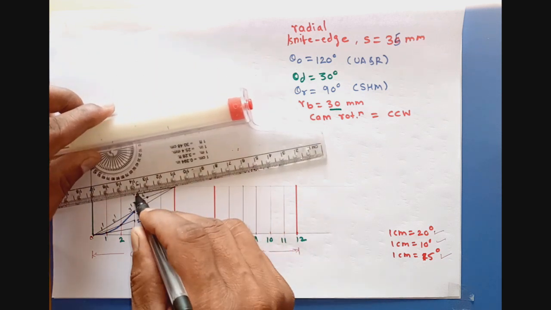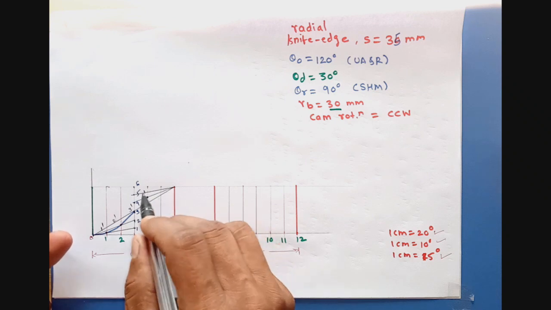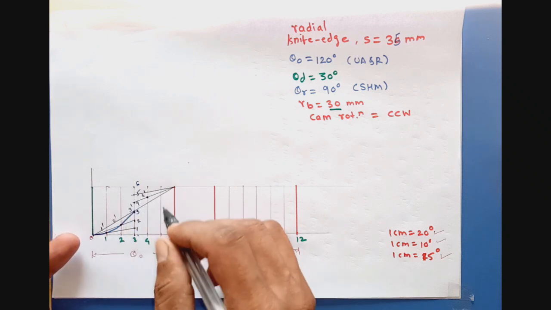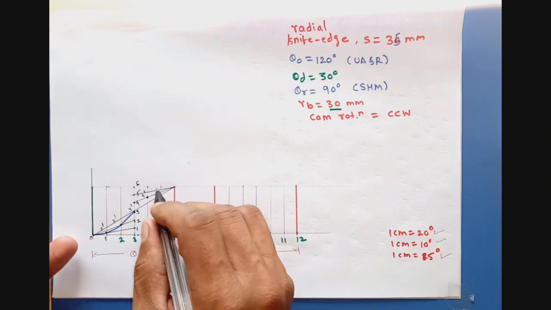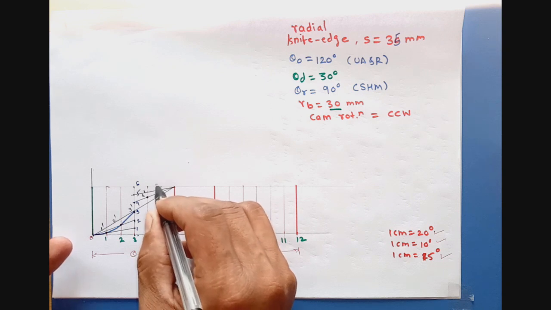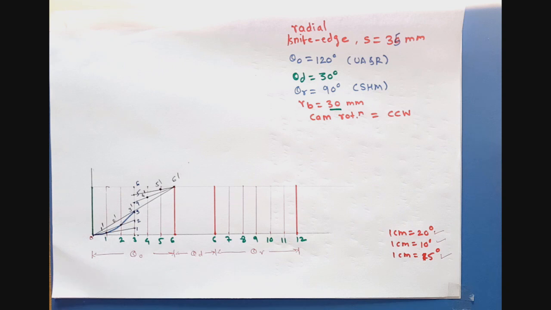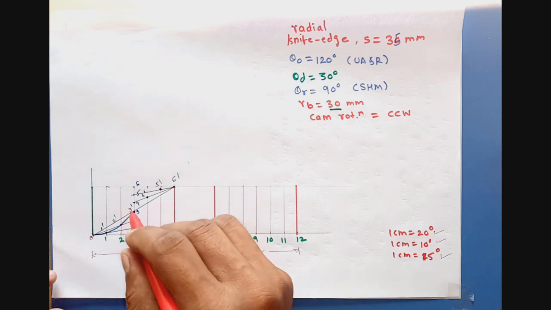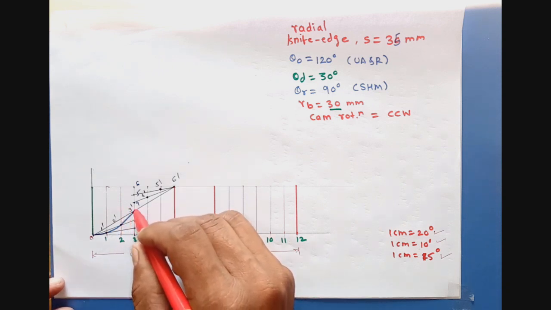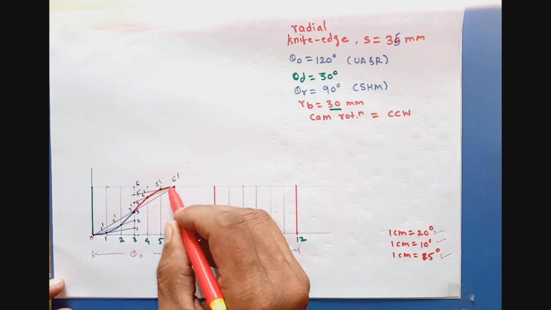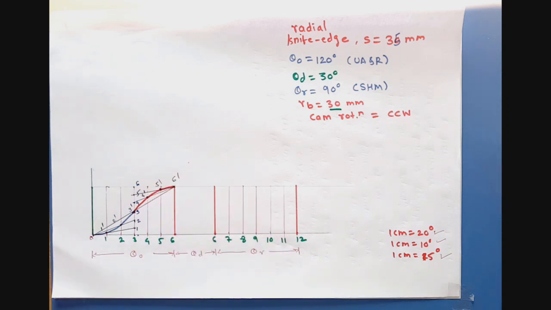Now I will join this. Now this line joining point 5 will intersect the division number line 5 at 5 dash, and 6 will intersect at 6 dash. Now I will extend this freehand curve through these points up to 6 dash. This is the displacement diagram of the follower during second half of the outstroke, during which follower is retarding.